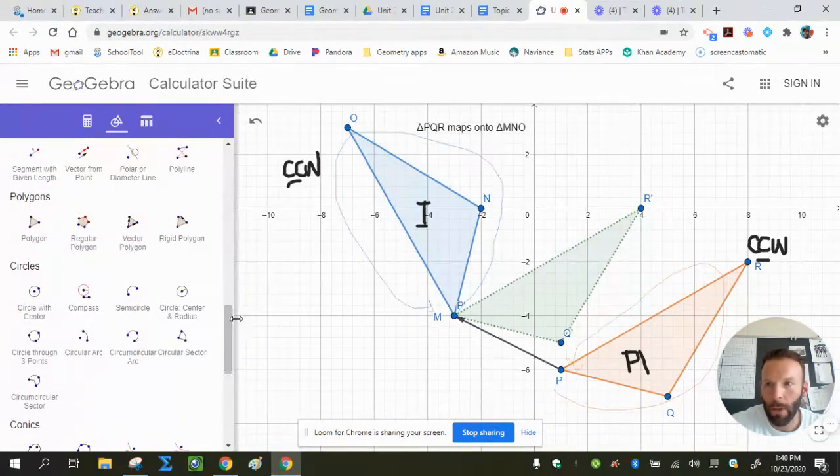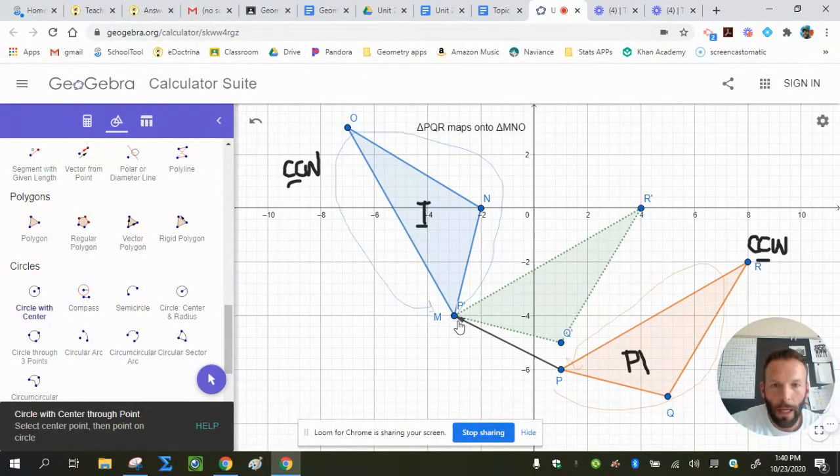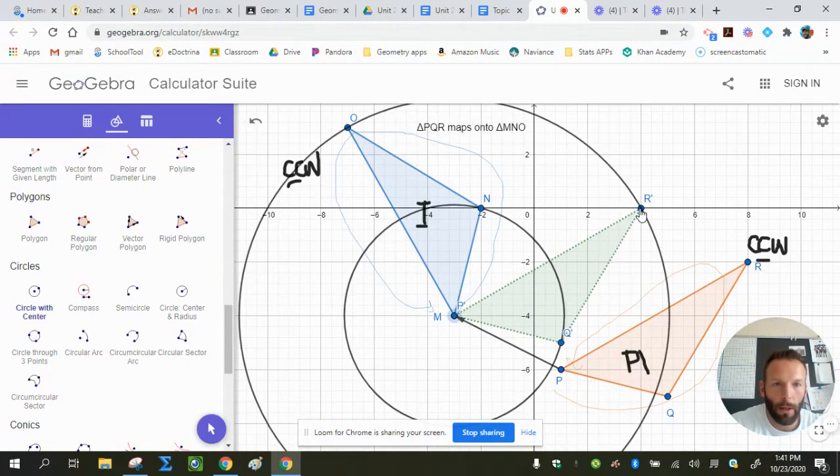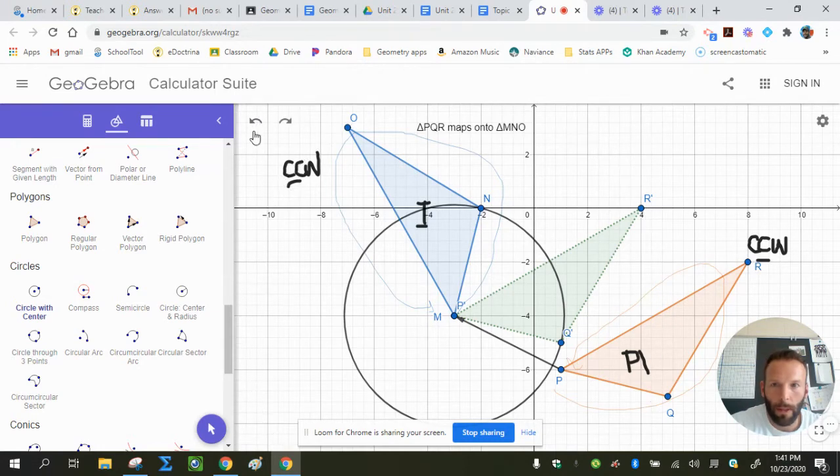I can prove it to you by drawing a couple more circles. If point M or point P prime, and they're both the same, is the center of rotation, then one circle should be able to go through both point Q and point N, there's that one, and then I can have another circle that goes through point R prime and point O. So that proves that this point right here is the center of rotation. But I don't need both circles. I'm going to get rid of one. I'll just keep the one for now.